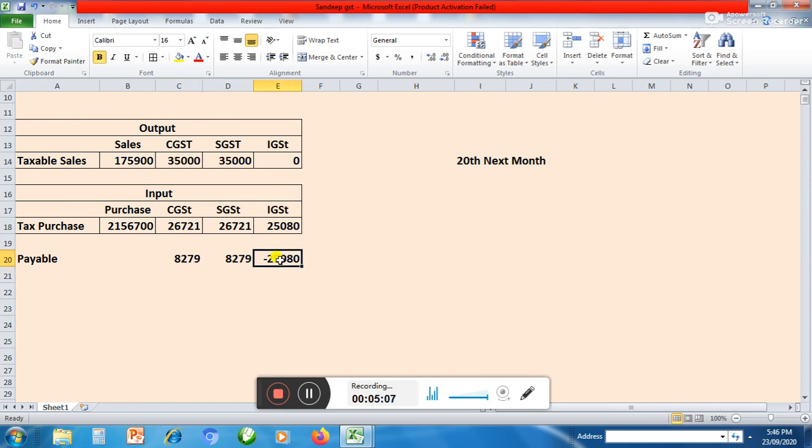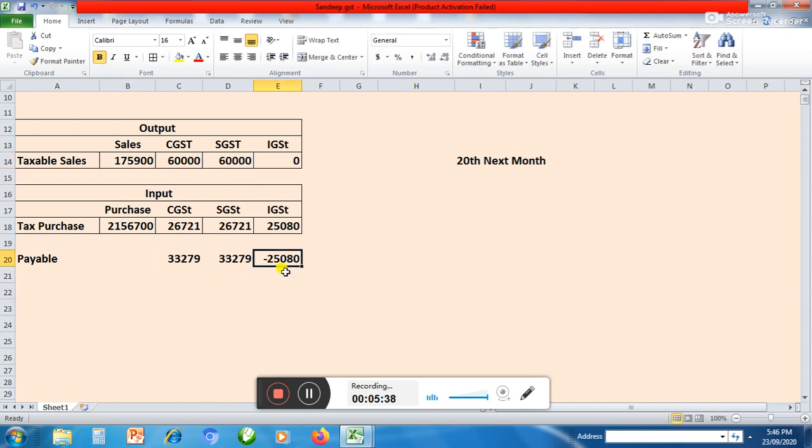Whenever this IGST is negative, remember this is very important. Whenever this IGST is negative, that means we have already paid more tax to the government. This I can adjust in CGST. I'll increase these and see how much it is. Say 60,000. Assume that 60,000. This is also 60,000. Assume. I'll explain that again.